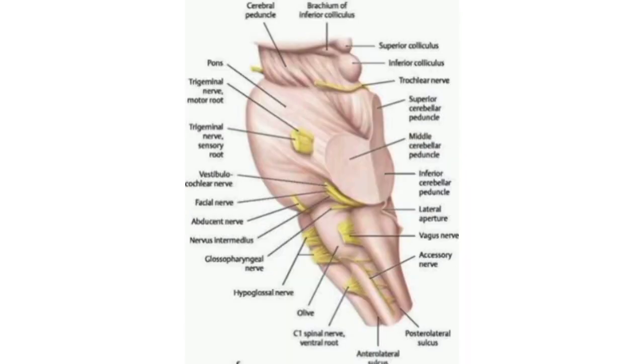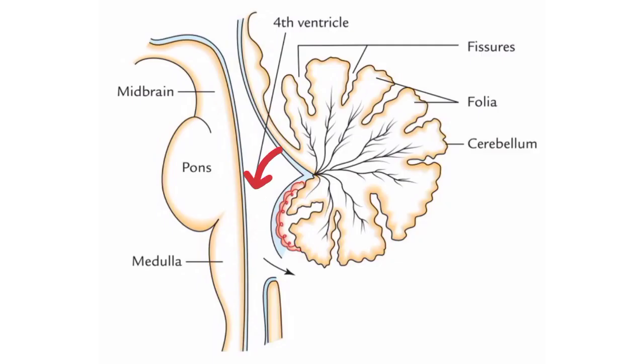The pons is initially related to the cerebellum and is connected to it by the middle cerebellar peduncles. Removal of the cerebellum will reveal the underlying fourth ventricle. The floor of the fourth ventricle is composed of the dorsal surface of pons and the medulla. There are important anatomical landmarks here.